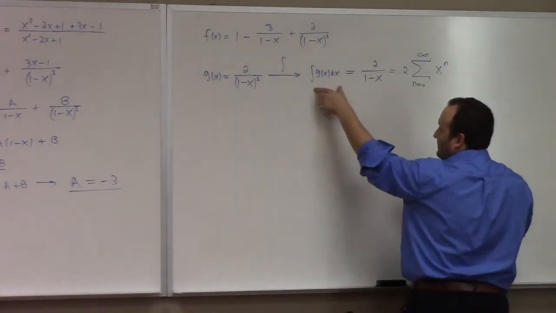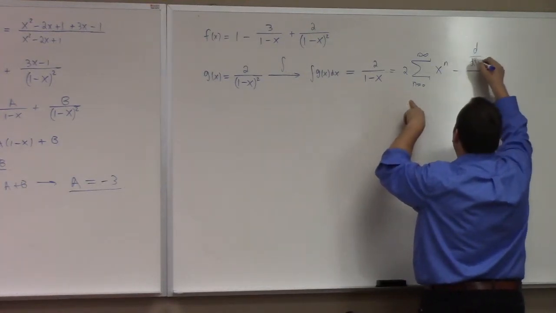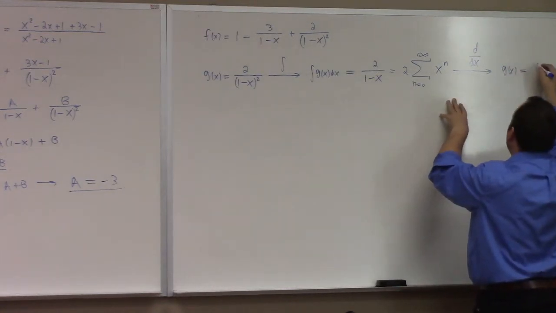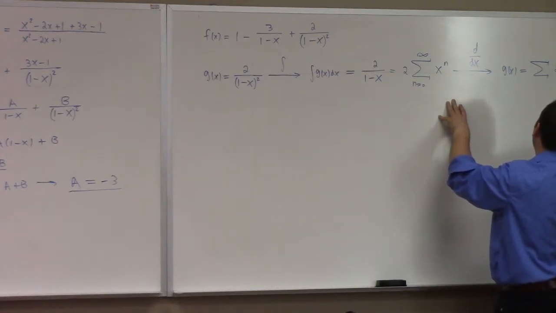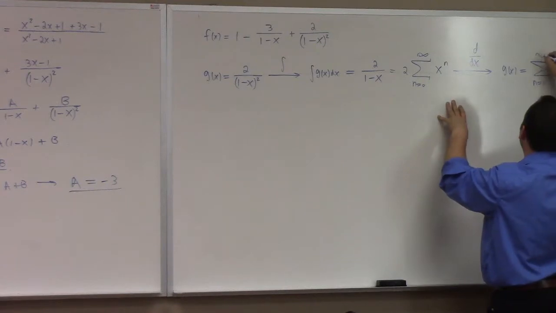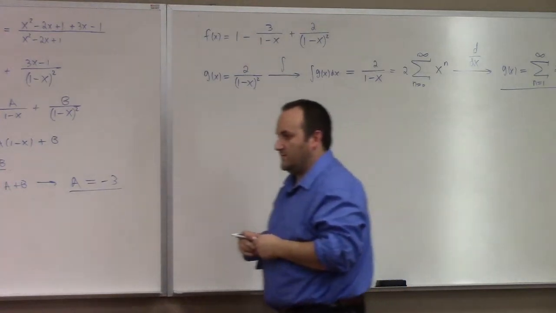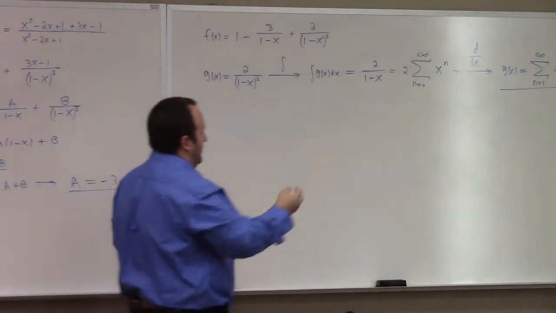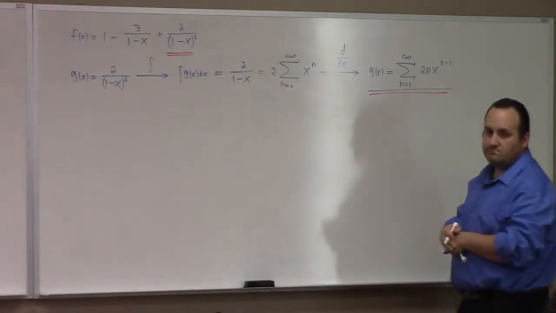But you notice this is the integral of g, it's not g. How do I get back to g? Differentiate. Differentiate this, and I get g of x is the sum of 2n x to the n minus 1, n equals 1 to infinity. So that is just the power series expansion for the third part of our function.